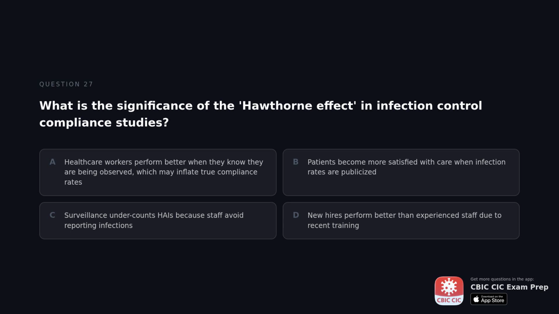What is the significance of the Hawthorne effect in infection control compliance studies? A. Healthcare workers perform better when they know they are being observed, which may inflate true compliance rates. B. Patients become more satisfied with care when infection rates are publicized. C. Surveillance undercounts HAIs because staff avoid reporting infections. D. New hires perform better than experienced staff due to recent training.